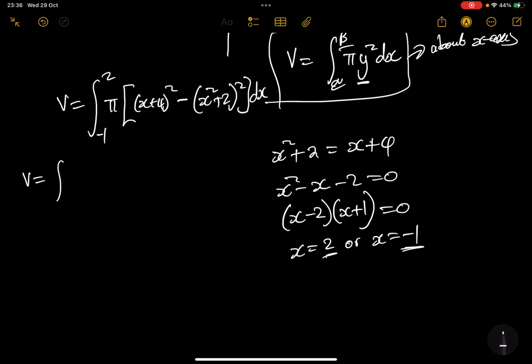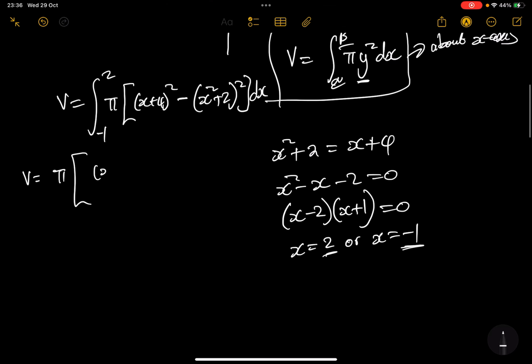So by this you are going to find the volume. I can just work this out directly. So this is going to be pi, and then if we integrate the first one, we get (x plus 4) cubed over 3, minus, if we integrate the second one, (x squared plus 2) cubed over the derivative of what is inside, which is 2x, times the new power. So 2x times 3, which is 6x, right? And then from -1 to 2.